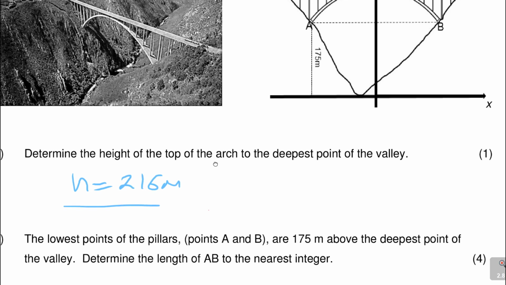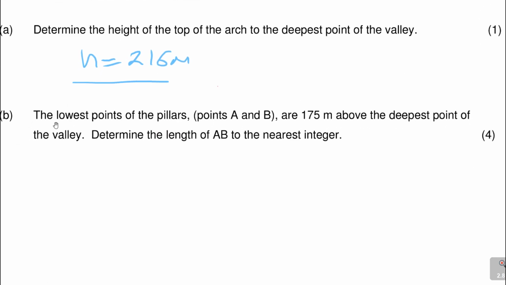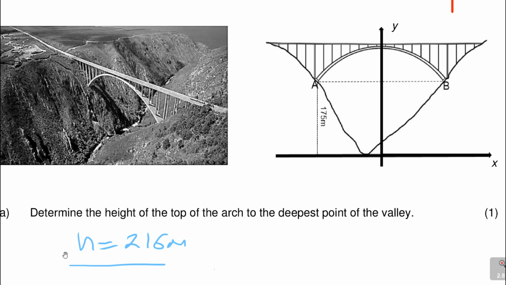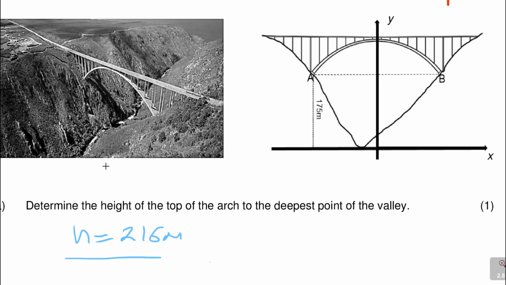All right. And then the next question says the lowest points of the pillars, points A and B, are 175 meters above the deepest point of the valley. Right. Determine the length AB to the nearest integer. So this is what they have here. If you can see, they've got that point. Let me make it red. They have got this point to say here from here to here. They're saying it's 175. And then it will be the same here, 175.